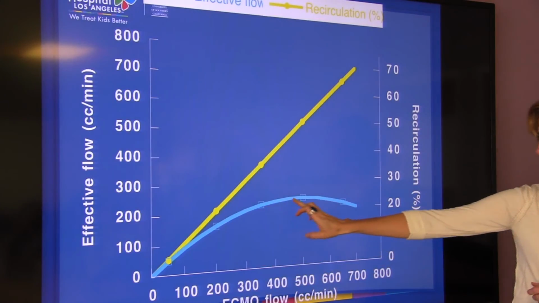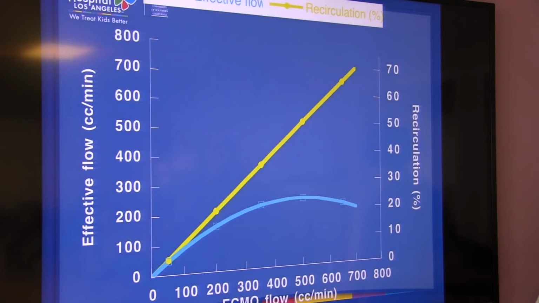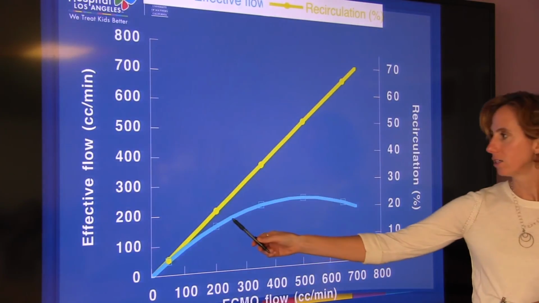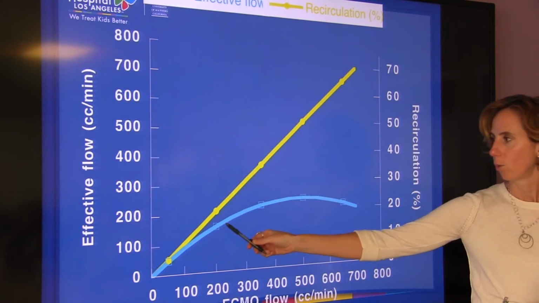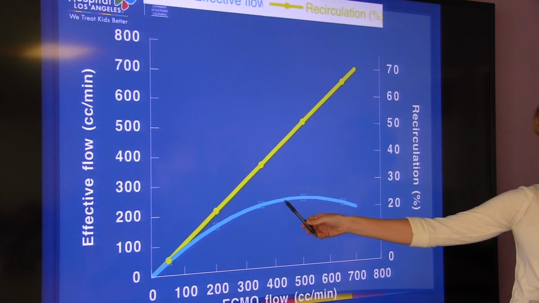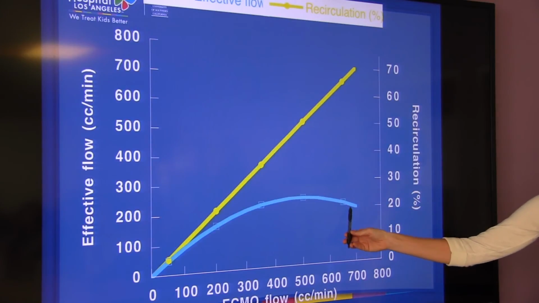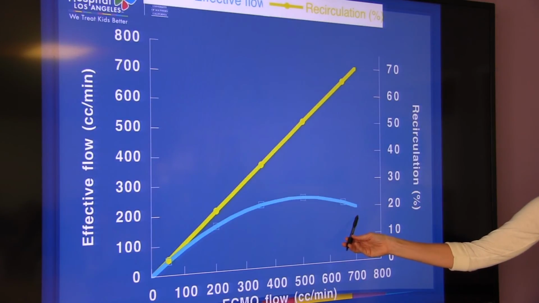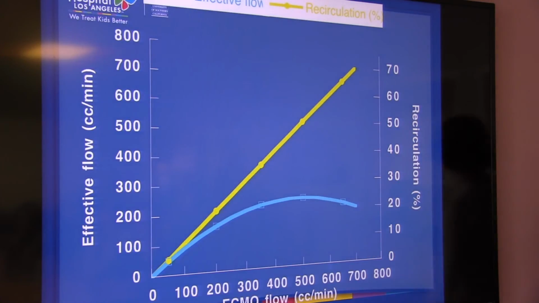So what you're looking for when you're on VV ECMO is trying to find this part of the curve where you are maximizing your oxygenation before you get to the point that you are maximizing your recirculation. You can actually get to a point where your patient's oxygenation gets worse because of the amount of recirculation that you have. So how do you do that?